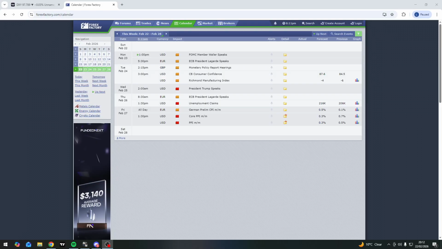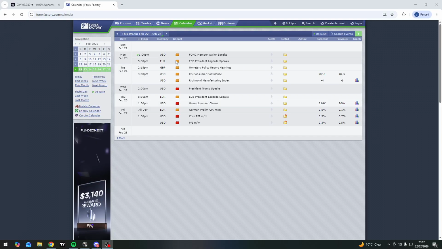Today is Sunday, and as always we start our weekly outlook, our planning of the week, on the economic calendar. So that brings me to Forex Factory, where we have a look at what kind of news factors we've got for the week and generally whether we think it's going to be a more or less volatile week.